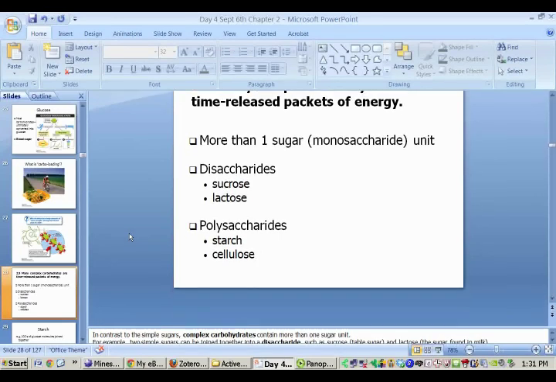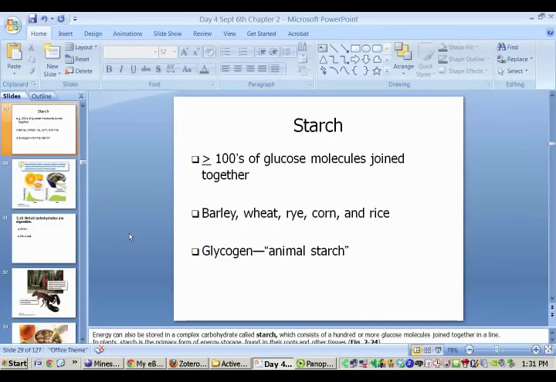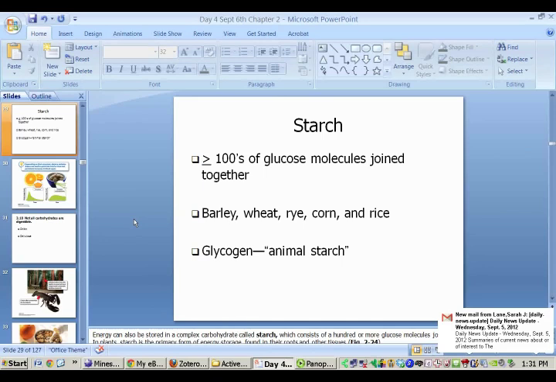In something like starch, we can have hundreds of glucose molecules joined together. Starches are complex carbohydrates that you may have heard about in your cereals and pastas, things like barley, wheat, rye, corn, and rice, some of the staples of our food supply. And then we have glycogen, which is what animals store as starch. We'll move on to the next video in just a minute.